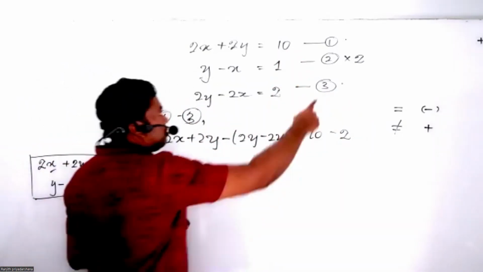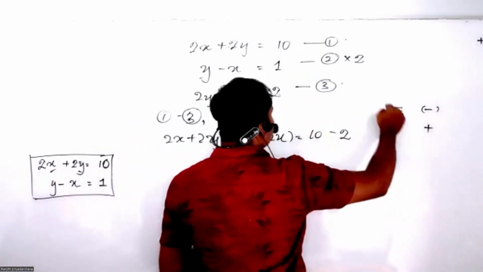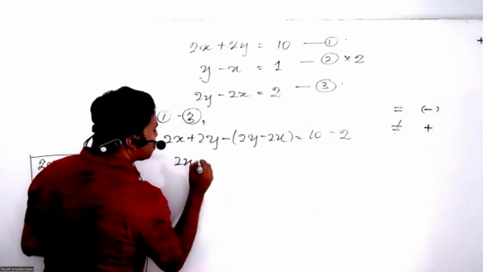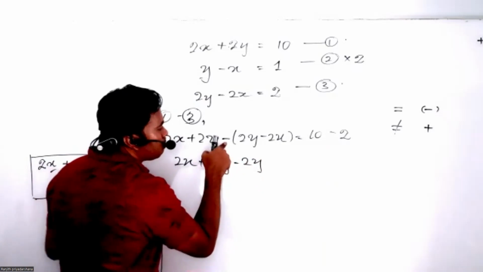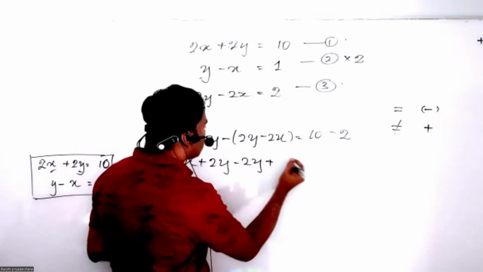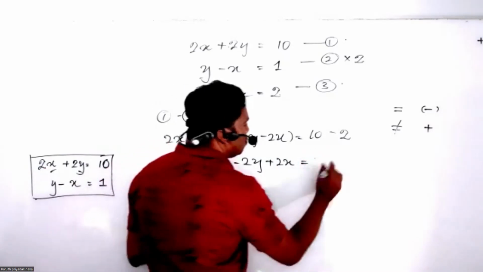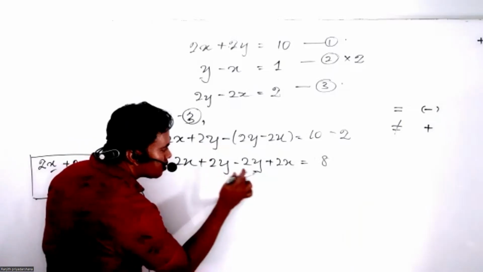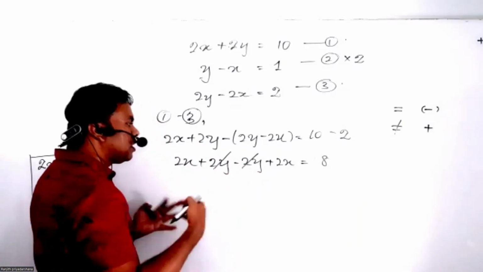So we have to subtract the third equation from the first equation, because these signs are equal. Now look at this, you can remove that y. 2x plus 2y subtraction 2y, minus times minus is plus, 2x equals 10 subtraction 2 means 8. Then you can end up with, look at this, 2y subtraction 2y. The 2y and 2y cancel out.